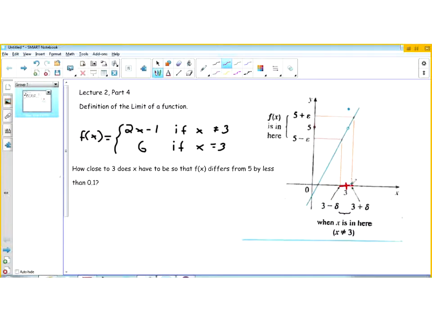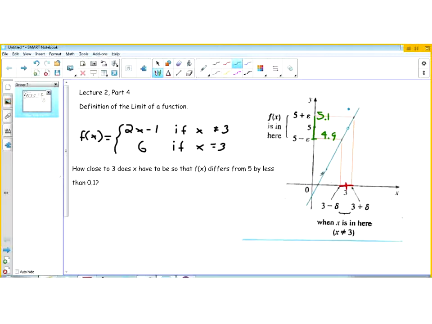All right, and so what I want is to design or construct an interval on the x-axis such that the output of any number that I select on this interval, accentuated in red, ranges from 4.9 to 5.1.